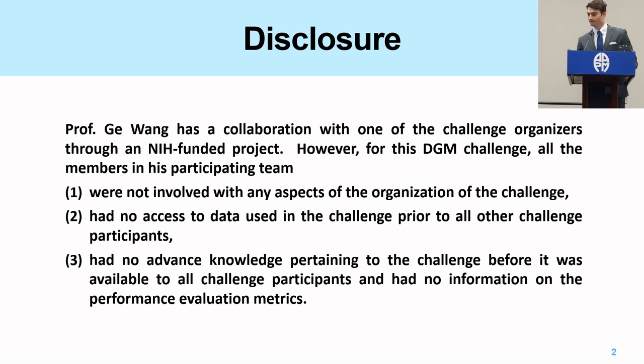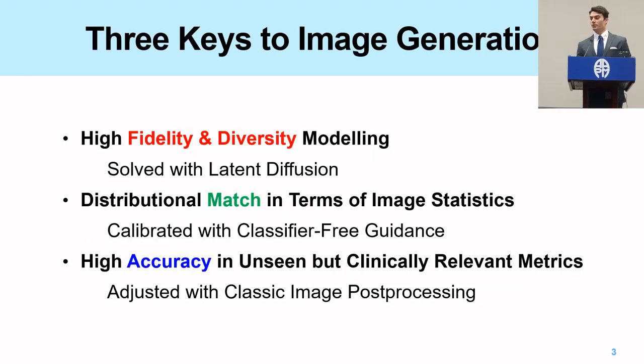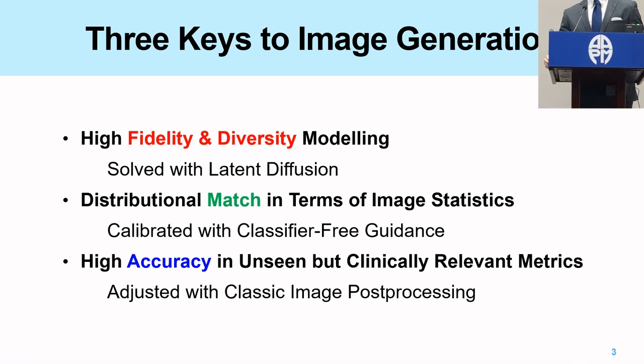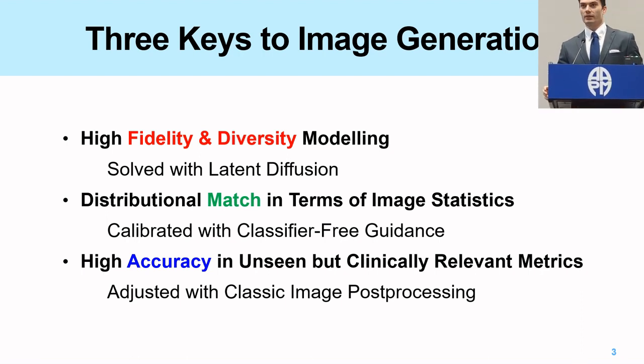So when we approached this problem, we really broke it down into three different conditions that need to be satisfied for medical image generation. The first, you need high fidelity and diversity. Secondly, you need to have a good distributional match in terms of image statistics. And thirdly, we want high accuracy in unseen but clinically relevant metrics.